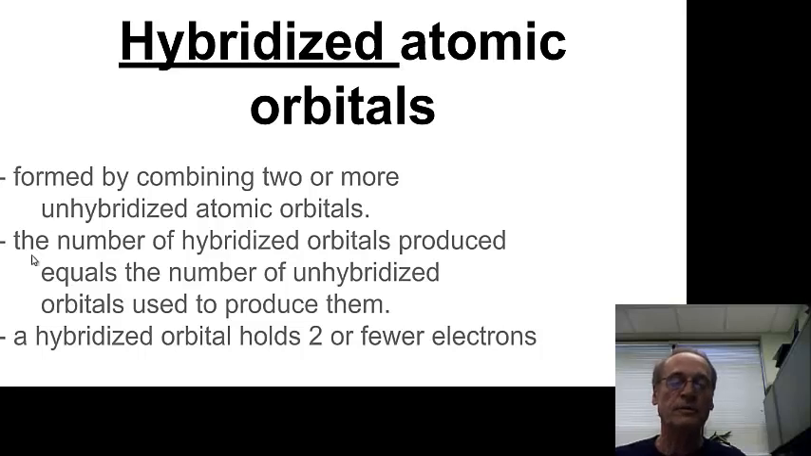And this is important. This is a very useful thing to keep in mind. The number of hybridized atomic orbitals produced equals the number of unhybridized atomic orbitals used to produce them. So if you're going to combine two unhybridized orbitals, you're going to have to make two hybridized orbitals. And if you're going to combine three, you're going to have to make three, and so on. And like with all orbitals, a hybridized atomic orbital holds two or fewer electrons, no more than two.